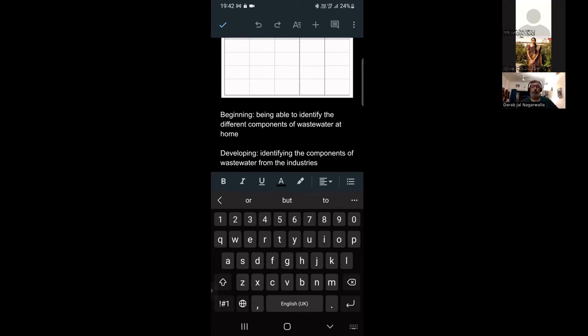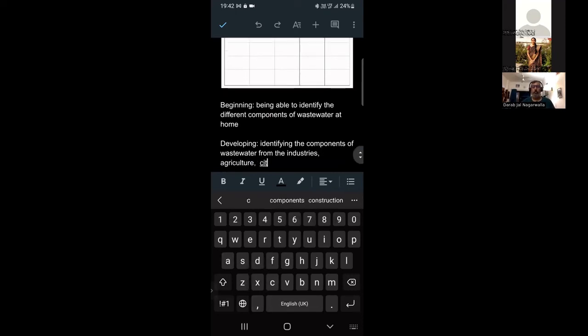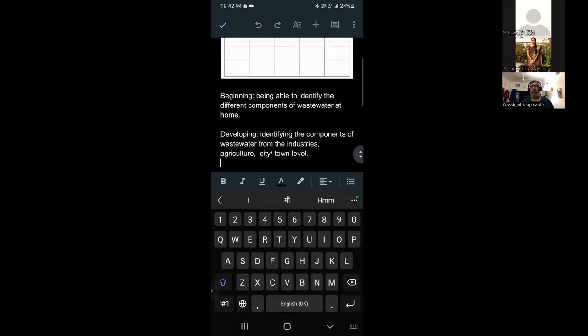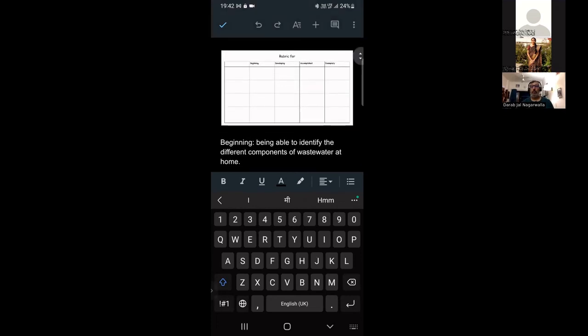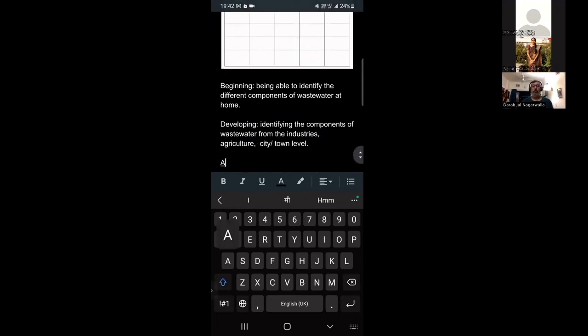Even agriculture makes water wastewater because of the excessive usage of larger scale industries. Okay. Agriculture, city or town level. Okay. Now for advanced level, it could be what you said, it could be classifying these components, like what is biodegradable, what increases, right.